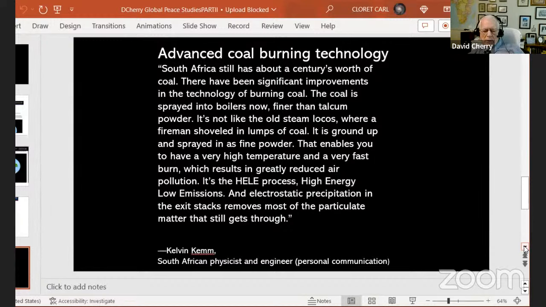And that's from Kelvin Kim, the South African physicist and engineer. EIR has published a lengthy interview with him, and this quotation is a combination of an excerpt from that interview with some conversation I've had with him since. So I hope I haven't moved too rapidly over too much territory, but I'll leave it there.